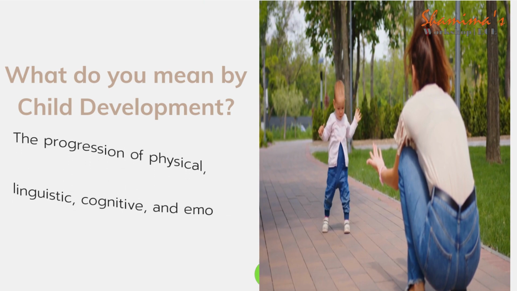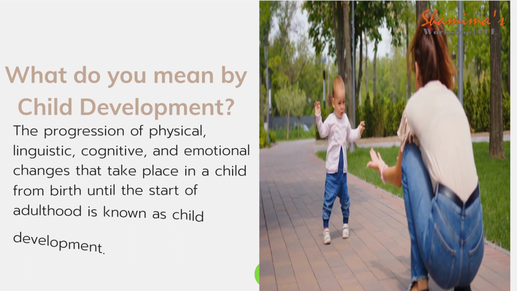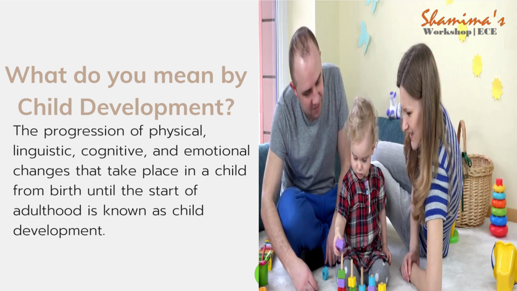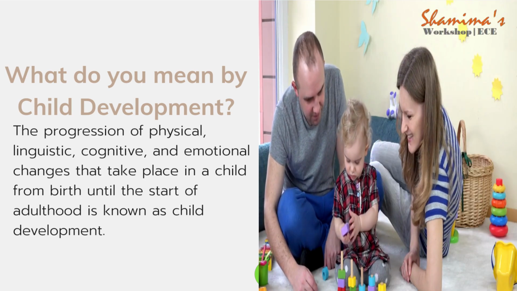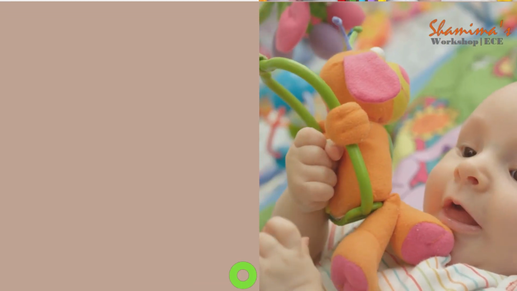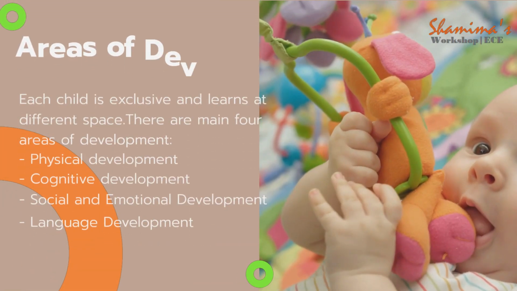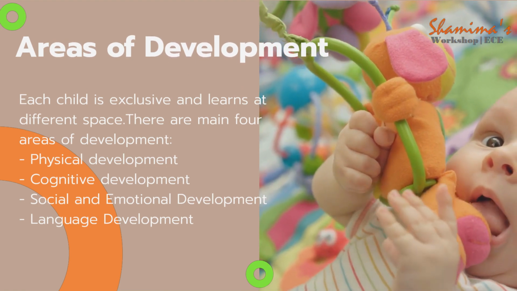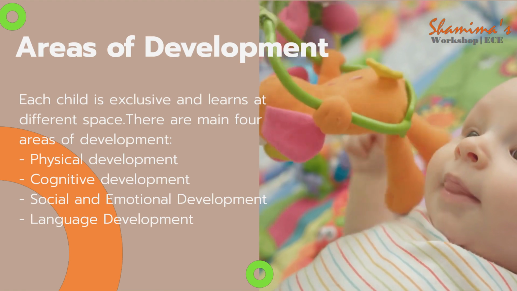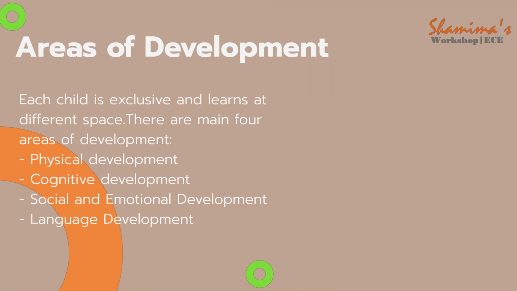What do you mean by child development? The progression of physical, linguistic, cognitive, and emotional changes that take place in a child from birth until the start of adulthood is known as child development. There are 4 main areas of development: physical development, cognitive development, social and emotional development, and language development.